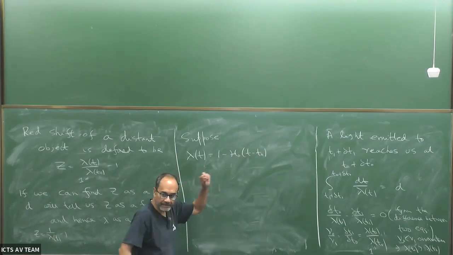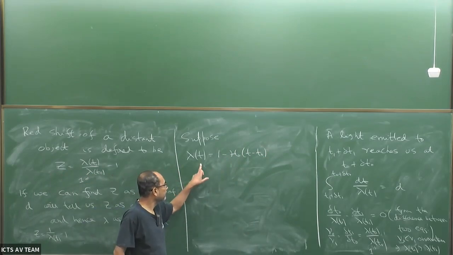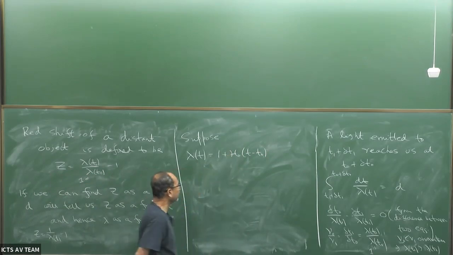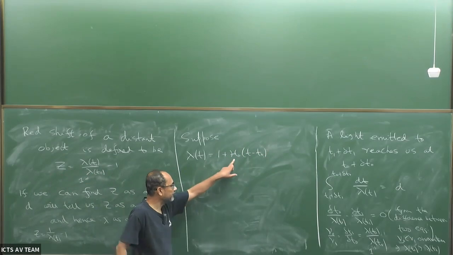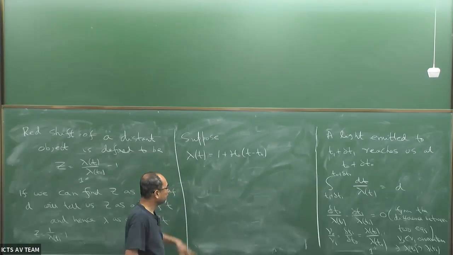Why have I chosen a minus sign here? No, this should be plus. d lambda dt is positive, that we know. Lambda is increasing, right? So this should be plus. This is some constant. This is what is known as the Hubble constant.